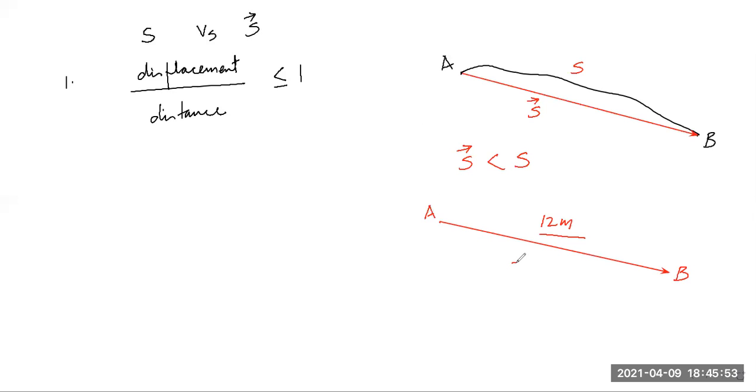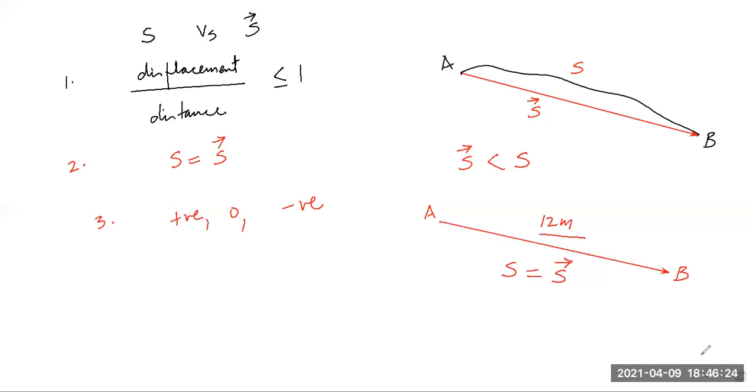Correct. In this case, the distance traveled and the displacement traveled are equal. That's why I told displacement is less than or equal to distance. Number two, if a body moves along a straight line, distance would be equal to displacement. Number three, displacement of an object can be positive, it can be zero, it can be negative also.